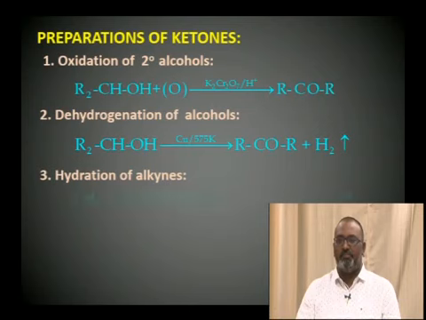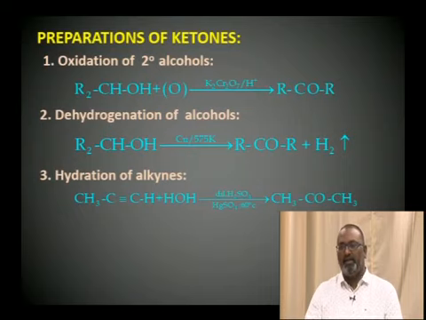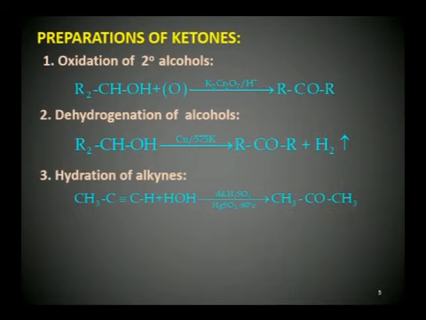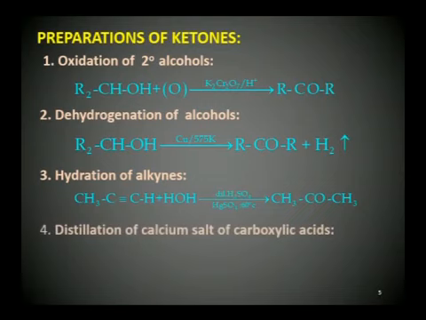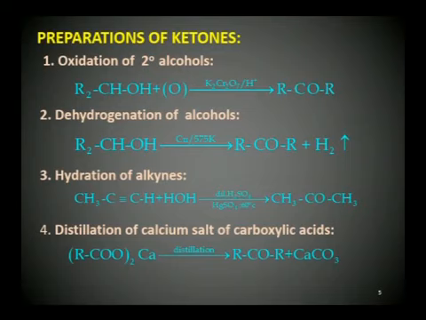Hydration of alkynes. When alkynes other than acetylene are hydrated in the presence of dilute H2SO4 and HgSO4 at 60 degrees centigrade, we produce ketones. And as I said earlier, if we go for distillation of calcium salts of carboxylic acids other than calcium formate, we produce ketones. If we use calcium formate, we get aldehydes. So these are the preparations for ketones.